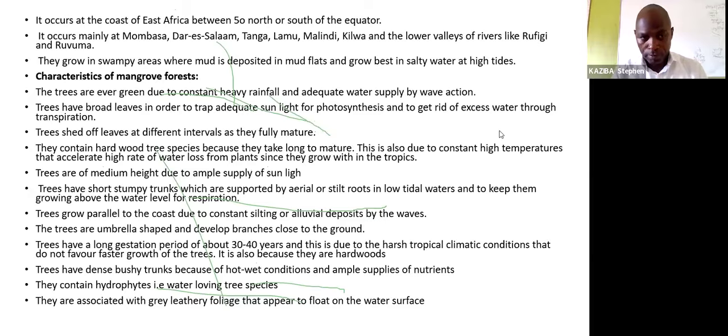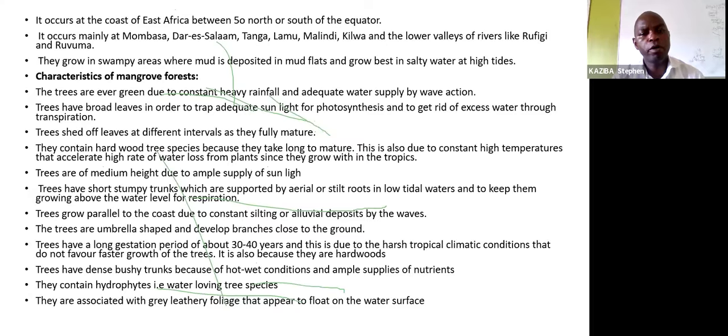Now, the trees are evergreen. If you look at the trees, they're evergreen. And the reason why they're evergreen is heavy rainfall and adequate water supply by wave erosion. Because they are near the coast, there is a lot of flooding. So they tend to receive ample water supply, which favors their greenness.